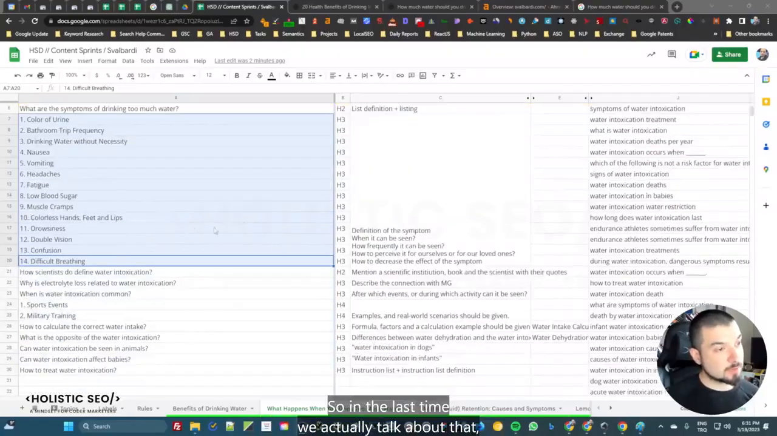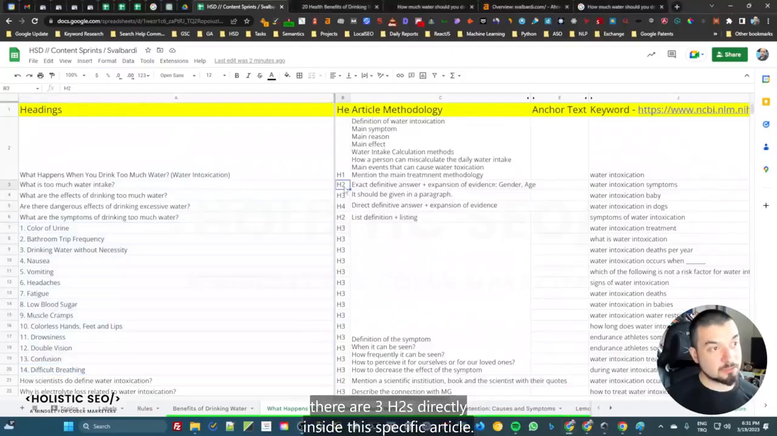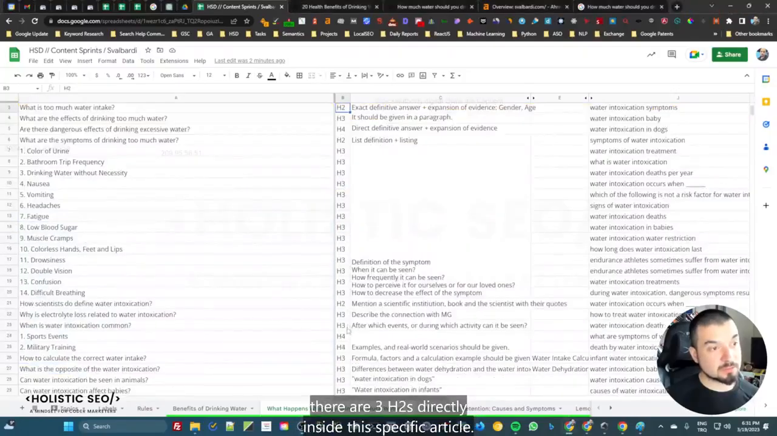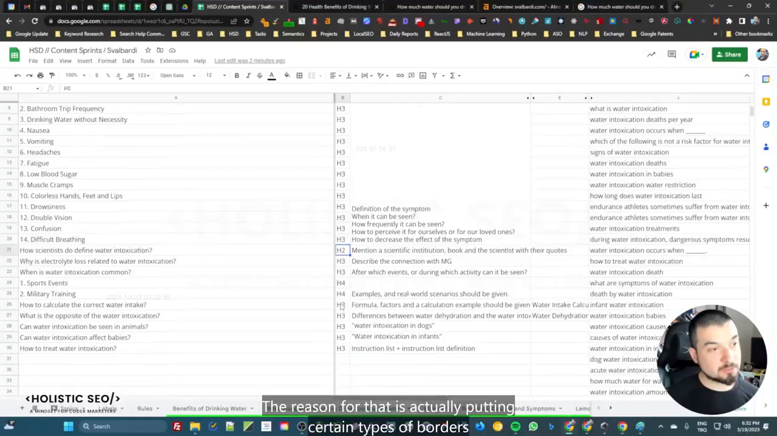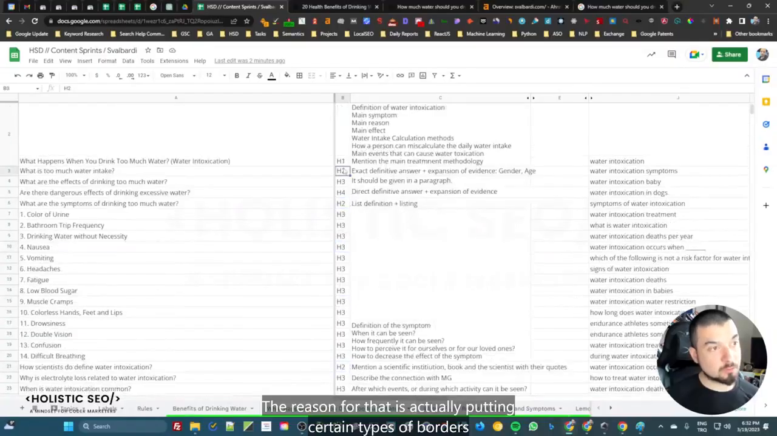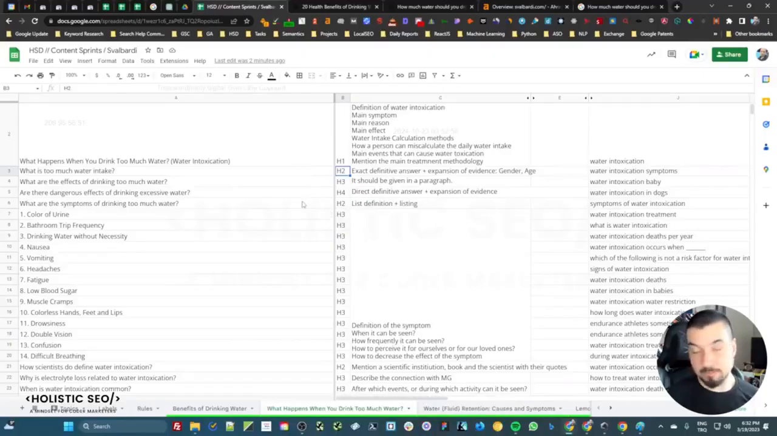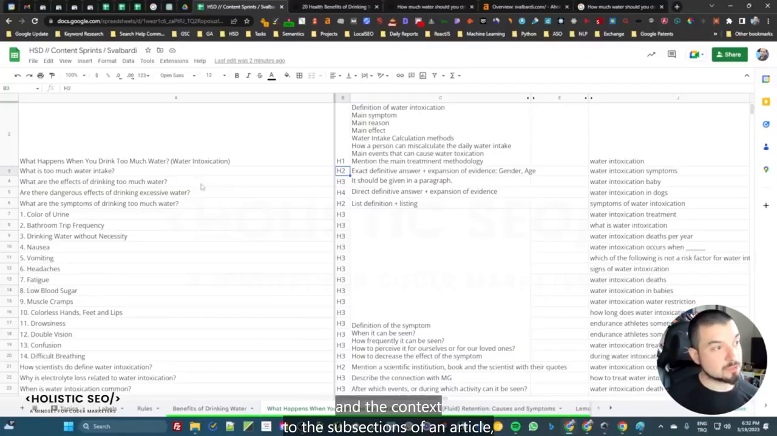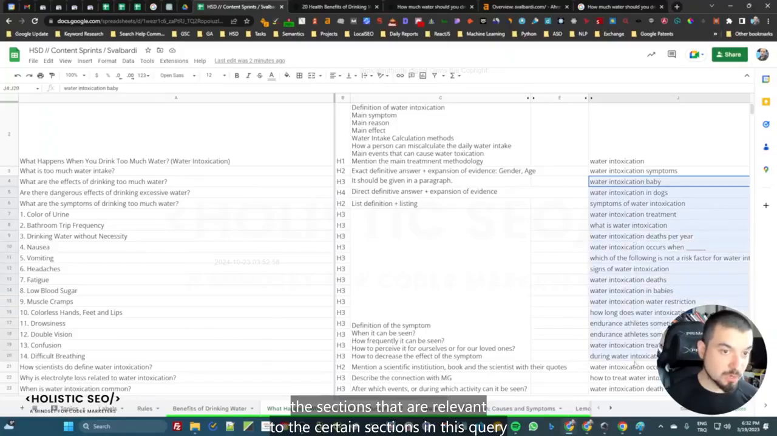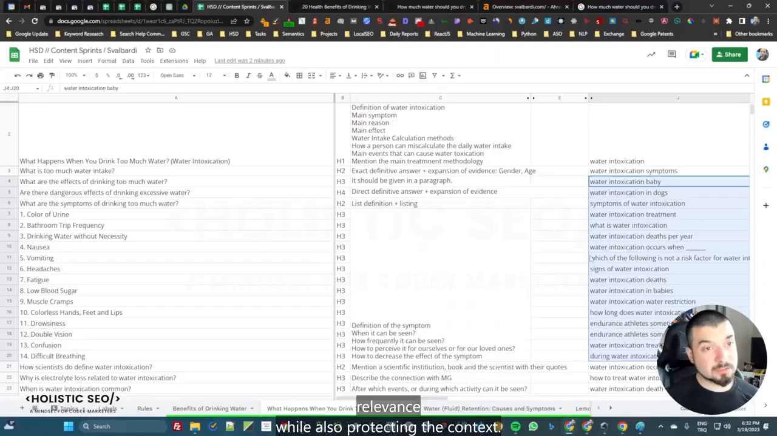Last time, we talked about the three H2s directly inside this specific article. The reason for that is putting certain types of borders and consolidations around certain sections of the article. If you are able to consolidate the format and the context for the subsections of an article, the sections relevant to certain parts of this query network, it will be easier for us to create relevance while also protecting the context. This is something that we call context sharpening.